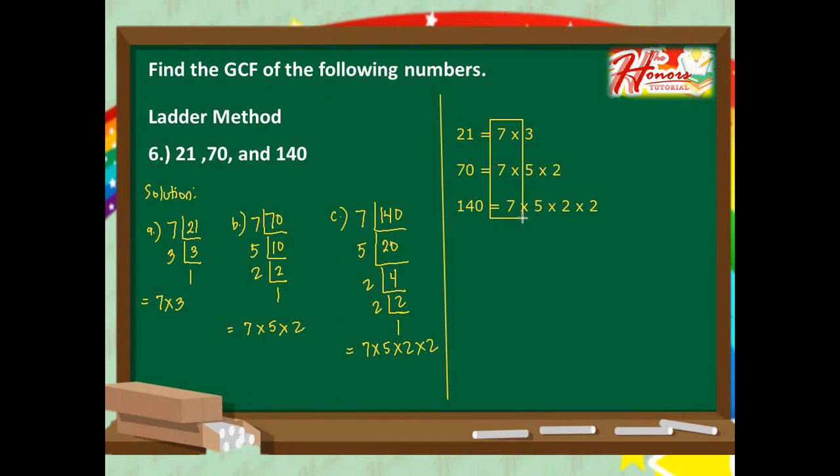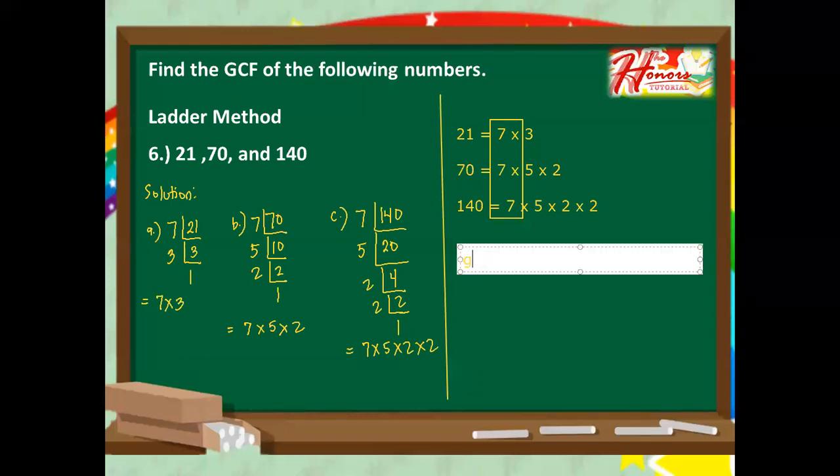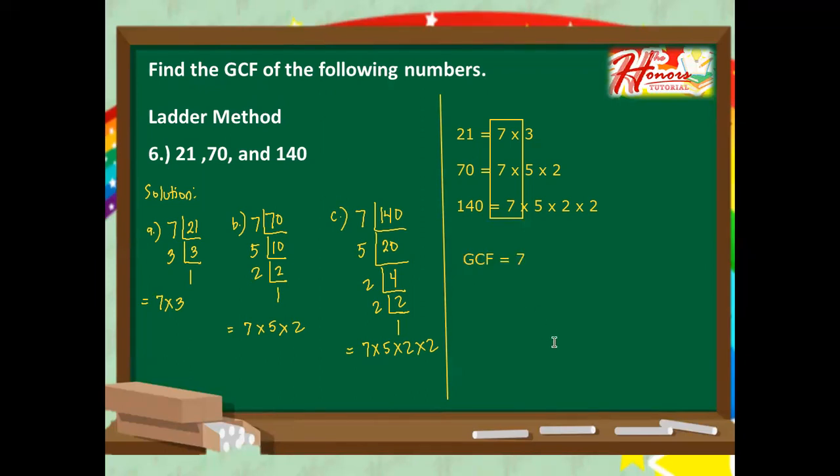And that is also true for 2. We have 2 for 140 and 70, but we don't have it for 21. So therefore, our answer here is GCF equals 7. No need to multiply it to another number because we don't have any other number to multiply with.